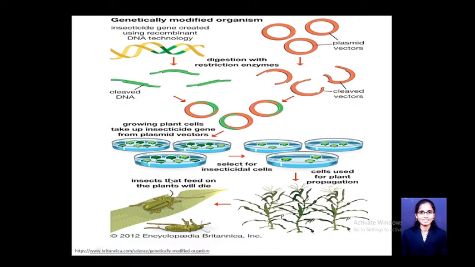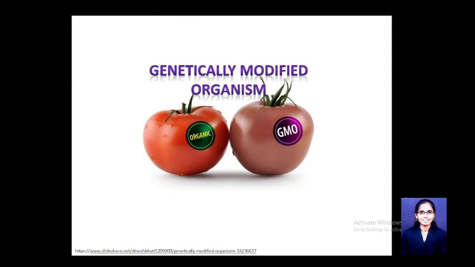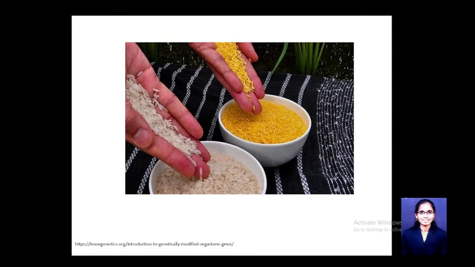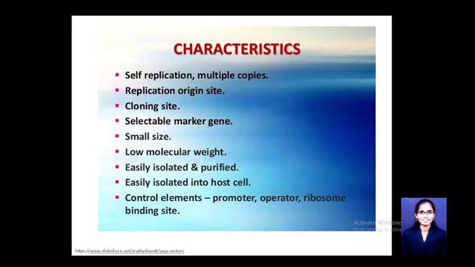You can also prepare certain plants resistant to a specific disease or specific insects by the same method. So different types of genetically modified organisms have been prepared by genetic engineers with the help of such cloning vectors. For example, Monsanto tomatoes are there, then golden rice is there, etc.